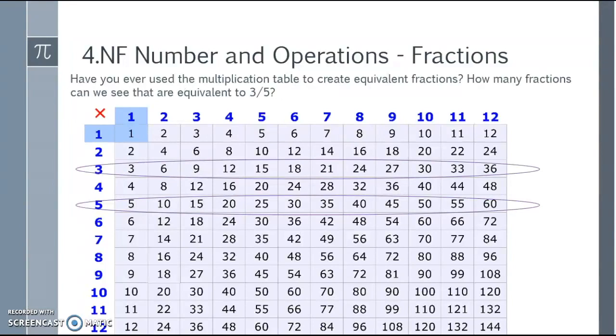How many fractions can we see that are equivalent to 3/5? I can count that there are 12 of them in this table. However, there are limitless. There are infinitely many that are equivalent to 3/5 if we were to continue our number chart and continue past the number 12.